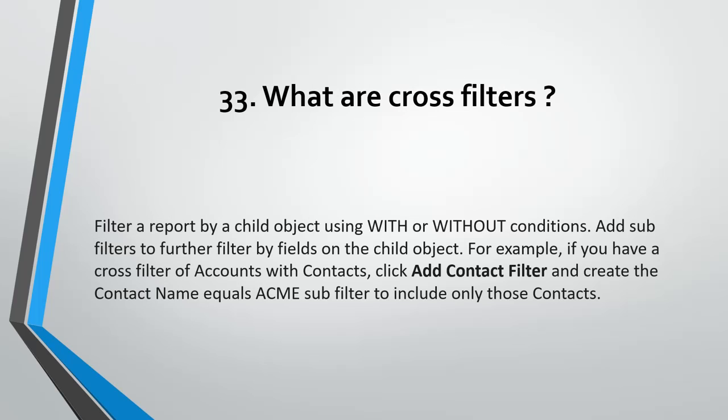What are cross filters? We can filter a report by child object using with or without conditions. We can add some filters to further filter by field on the child object. For example, if we have a cross filter of accounts with contacts, click Add Contact Filter and we can create a contact name equals Acme sub-filter to include those contacts.